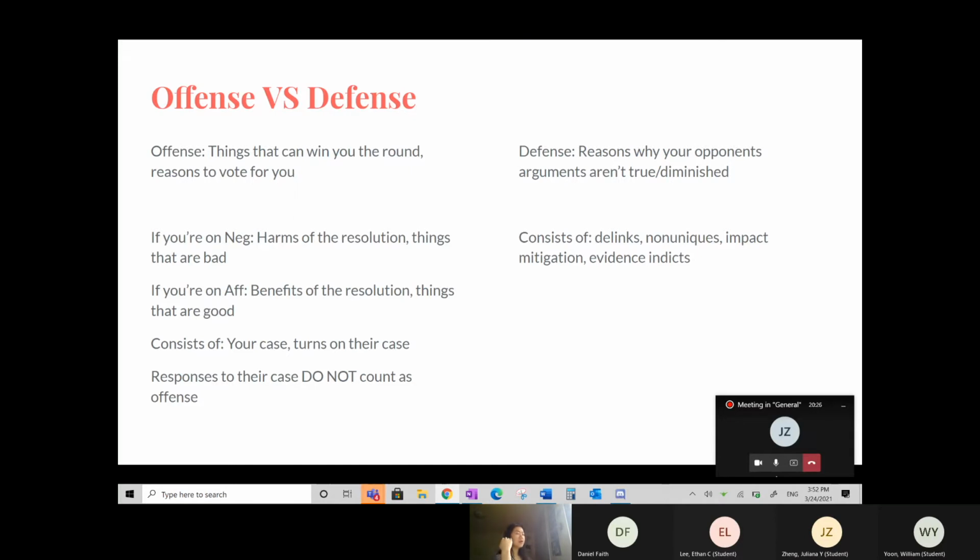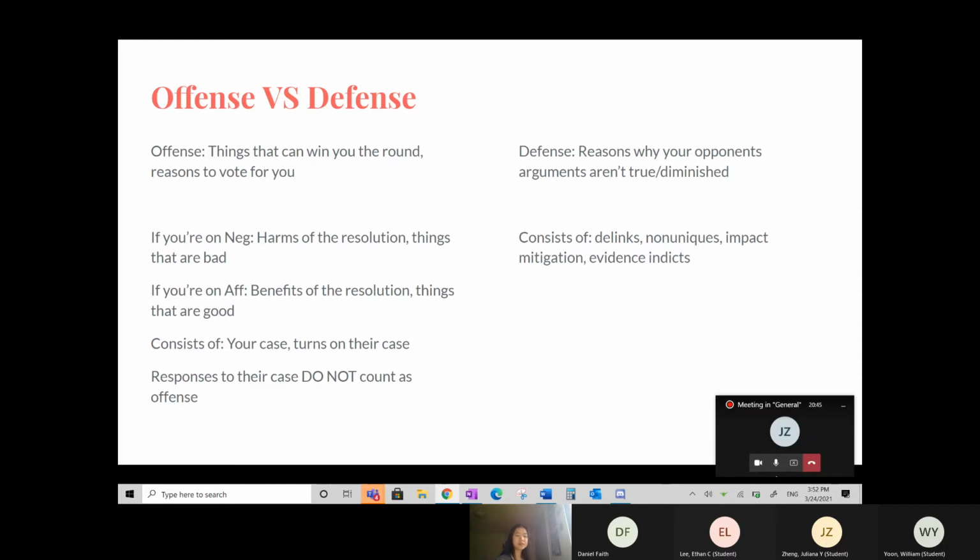For example, price controls would mean the economy goes down. Price controls mean people die. Price controls means less innovation. That's a reason to vote for you, right? If you're on the AF, benefits of the resolution. Price controls save lives. Price controls make drugs cheaper. It benefits the economy, blah, blah, blah. Things that are good, right?